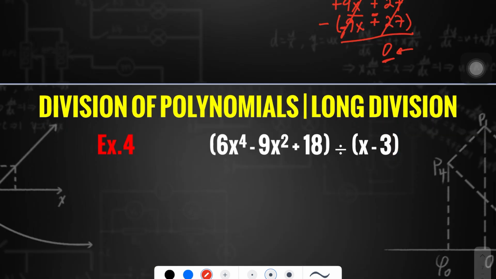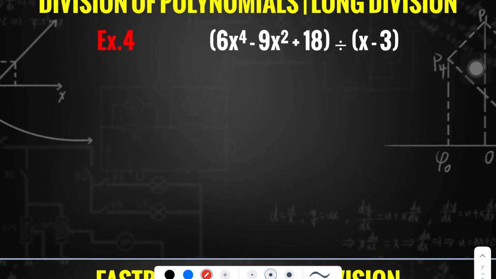Alright guys, let's go to the last example, which is your 6x raised to 4 minus 9x squared plus 18 divided by x minus 3. So we've got missing terms in here. We don't have x cubed and we don't have x. So try to pause the video and work it out and then play it again once you've got your answer. Okay guys, so let's carry on.